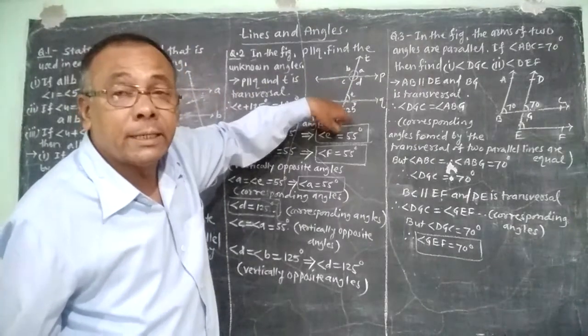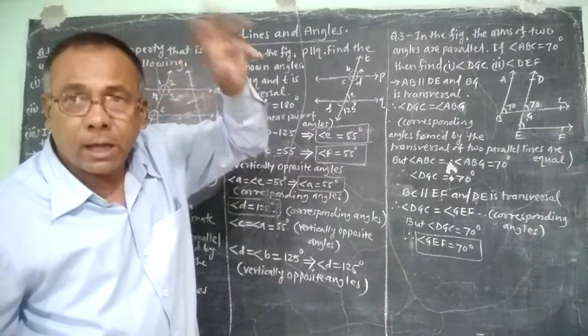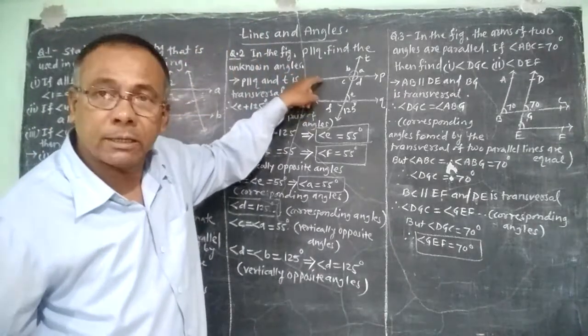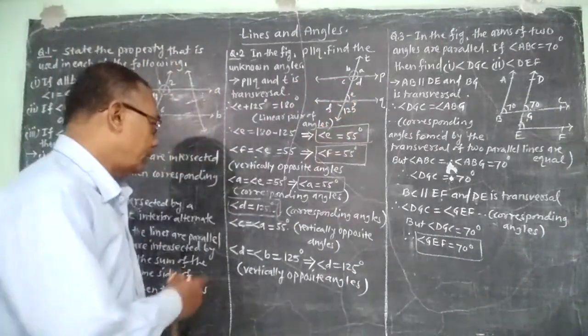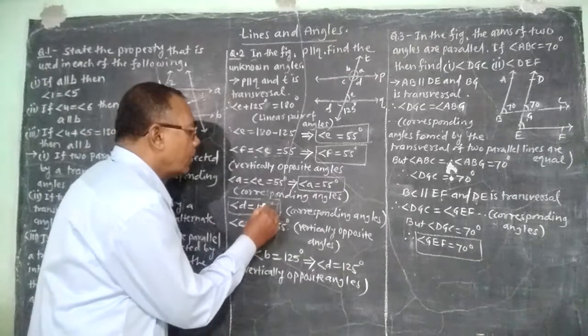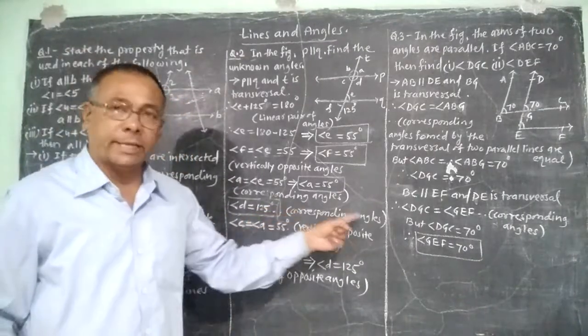We have seen that there are four pairs of corresponding angles, and each pair is equal if the two lines are parallel. Therefore angle D is equal to 125, as given here, because the reason is corresponding angles.